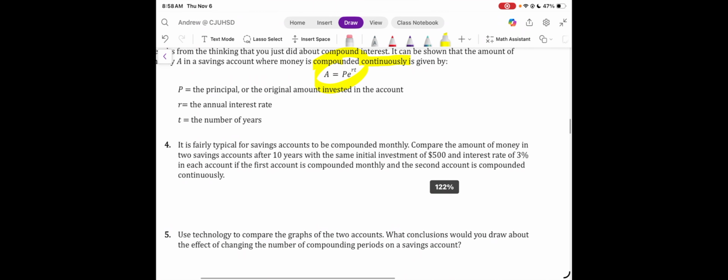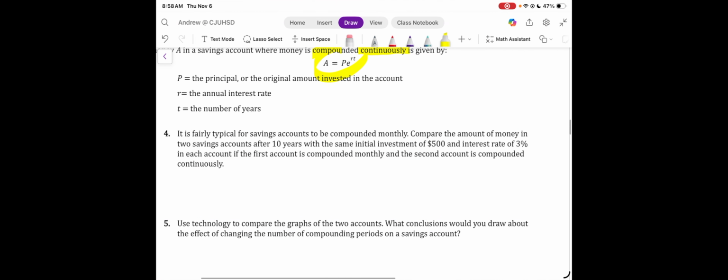It is fairly typical for savings accounts to be compounded monthly. Compare the amount of money in 2 savings accounts after 10 years with the same initial investment of $500 and an interest rate of 3% in each account. If the first account is compounded monthly and the second account is compounded continuously.